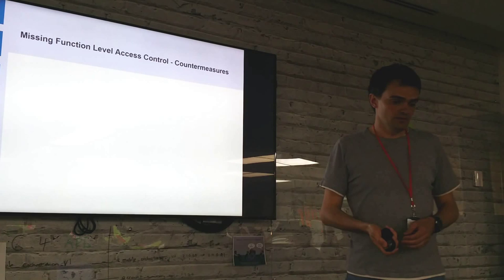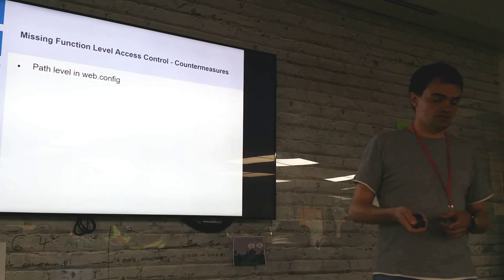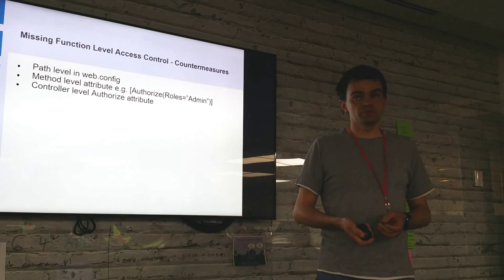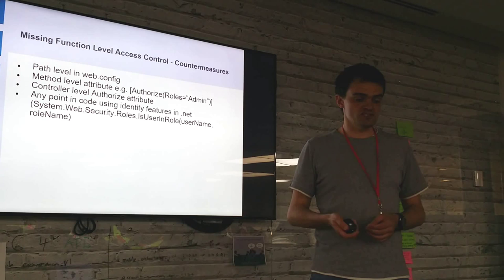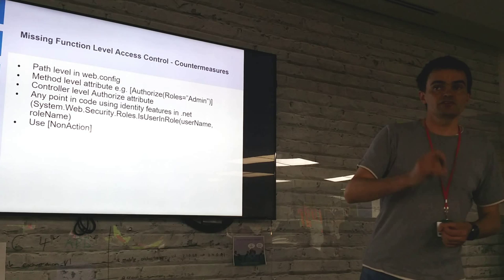So you can secure it at path level in web.config. That's a really easy and effective way. You can do it using the attribute tags, and particularly at the controller level. So if you add in another method, then anything on that controller has already got the same permission levels. And then at any point in code, you can just check that the user is in a role using the authentication framework. And any methods on the controller that aren't meant to be able to execute over the internet, you just use NonAction.